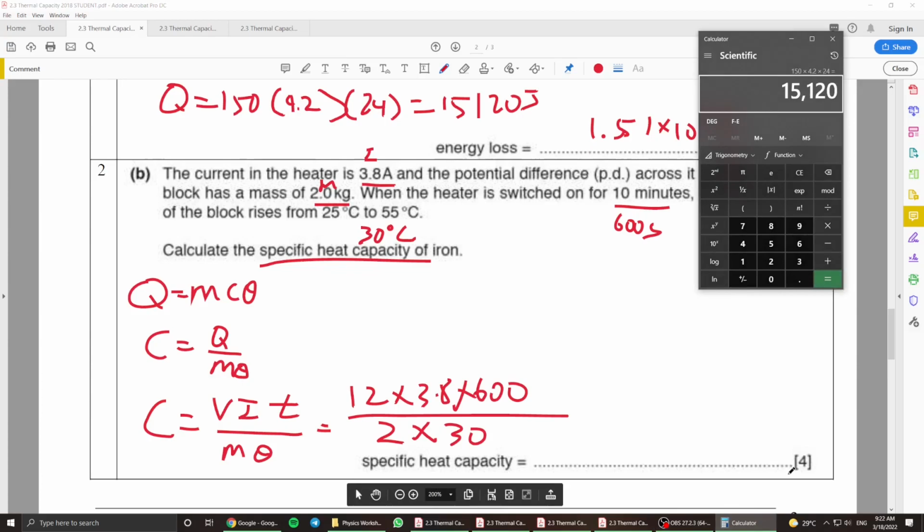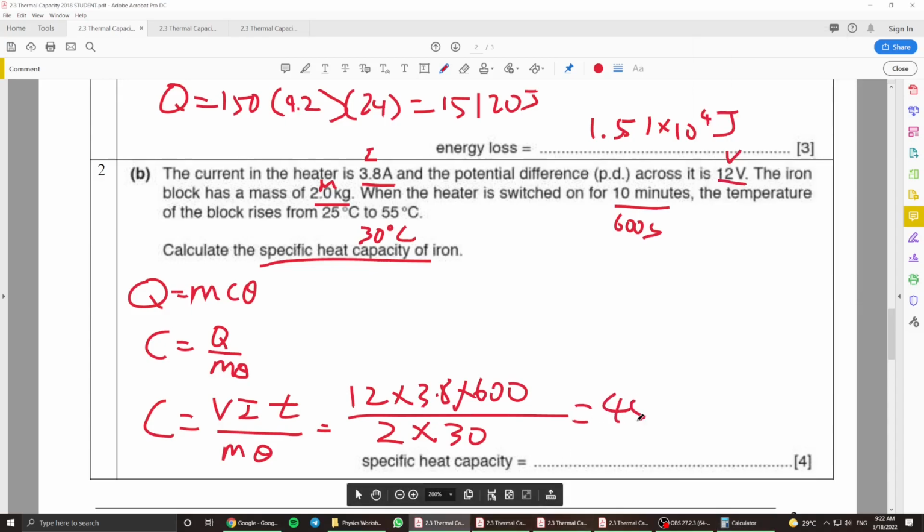So yet again, you can press everything in the calculator. 12 times 3.8, times 600, divided by 2, divided by 30 here. You're supposed to get a specific heat capacity of 456 joules per kg degree Celsius.